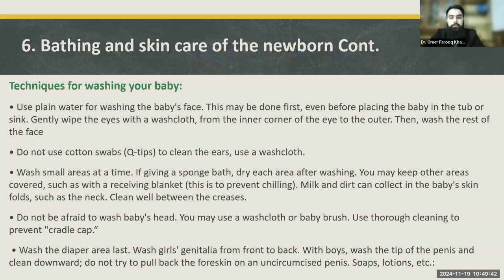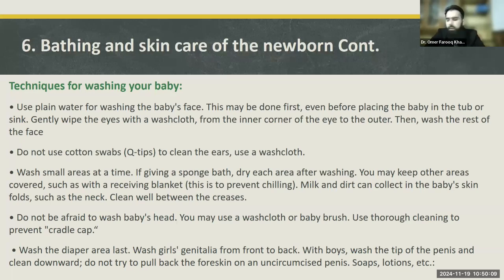Milk and dirt can collect in the baby's skin folds such as the neck. Clean well between the creases of the folds of skin as well. Do not be afraid to wash baby's head. You may use a washcloth or baby brush on the scalp as well, so that dermatitis does not develop, fungal infection does not develop. Use thorough cleaning to prevent cradle cap. Wash the diaper area last. Wash girls' genitalia from front to back, as I have already told.